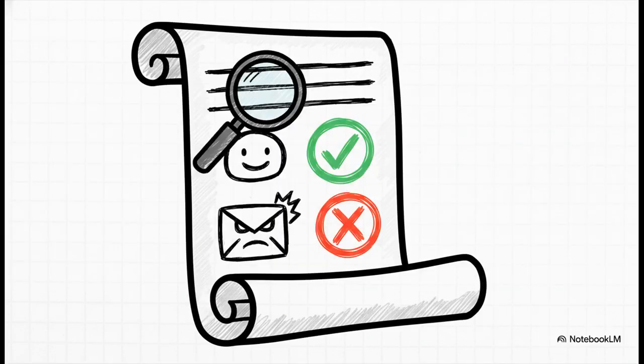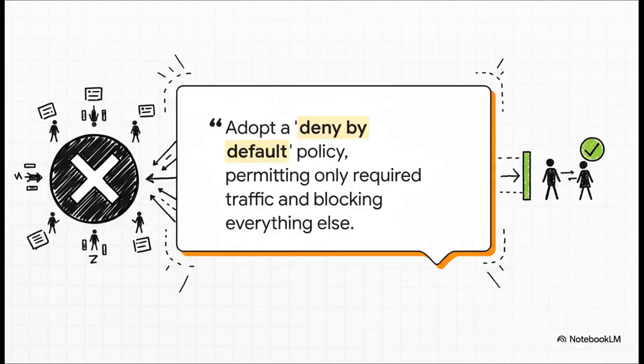But just inspecting the messages is only half the battle. Our gatekeeper also needs a really strict rulebook to follow, and that's where access control lists, or ACLs, come into play. This leads us to one of the most powerful ideas in all of security: deny by default. The mindset here is simple, but it's a total game changer.